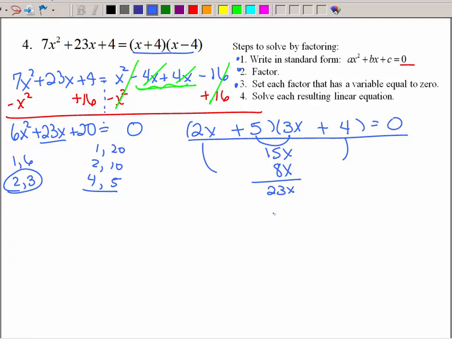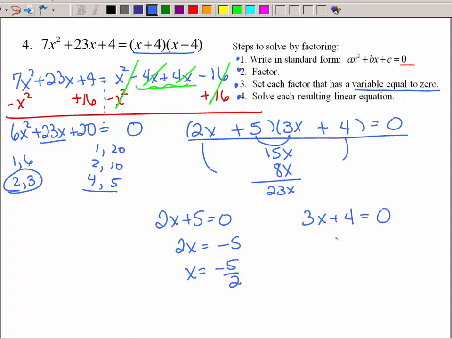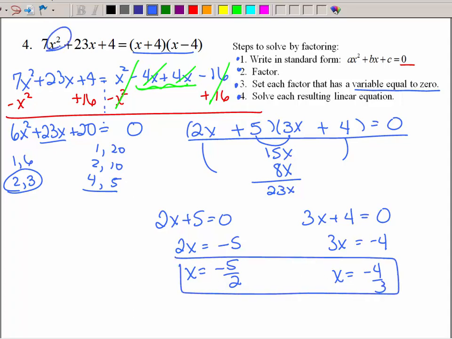Now set each factor that has a variable equal to 0. Well, I have two factors, 2x plus 5. I need to set that equal to 0, and 3x plus 4 is equal to 0, and I want to solve. So here I want to subtract 5 and divide by 2. Here I want to subtract 4 and divide by 3. And once again, I have two solutions for my second degree equation, otherwise known as a quadratic.